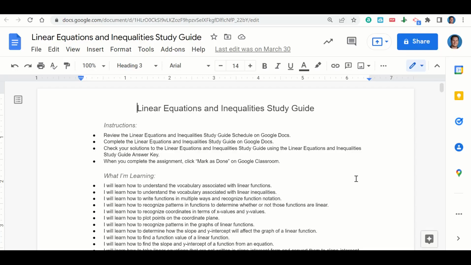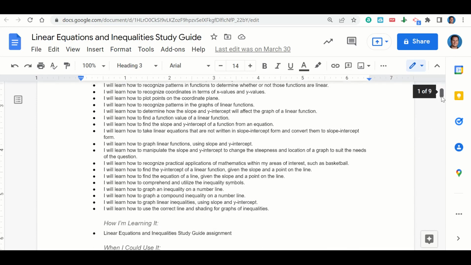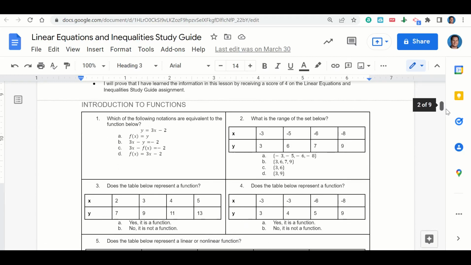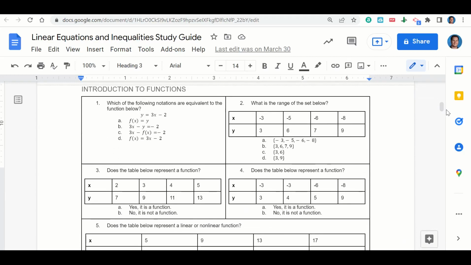Let's talk now about how to complete the Linear Equations and Inequalities Study Guide. If you look at the top of the page, we have our learning goals and success criteria here. And if you continue to scroll down, you'll see the questions that you'll need to answer. So you'll answer these questions on the Google Doc, and the way you're going to respond is by highlighting the correct answer. So let's look at this one.